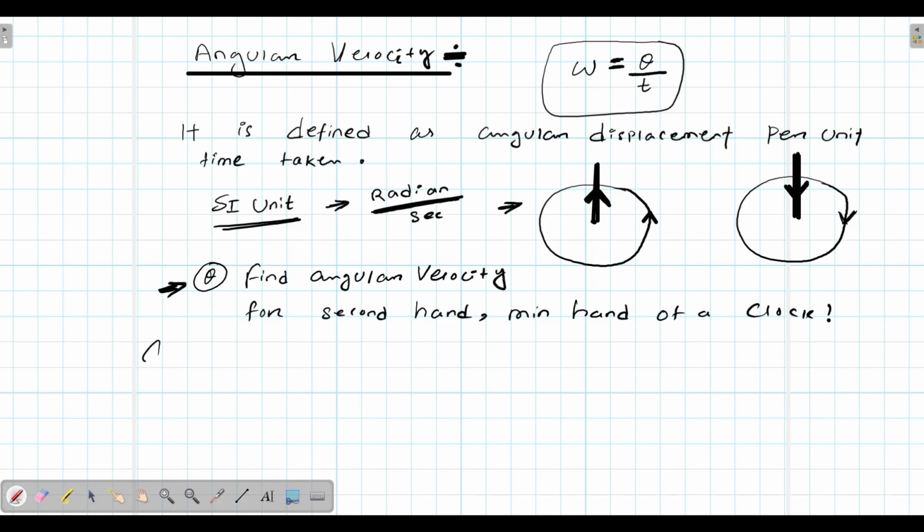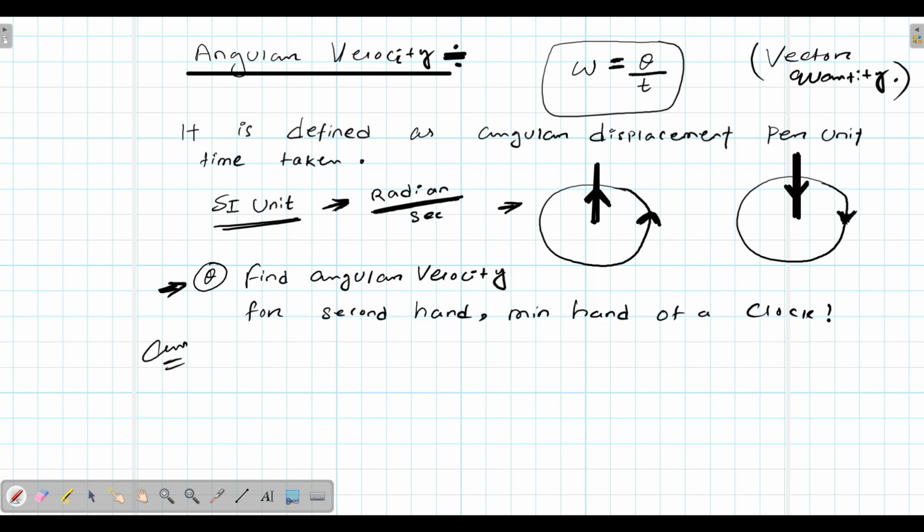So SI unit is radian per second. For anti-clockwise motion, it is directed outward. For clockwise motion, it is directed inward. Angular velocity is also a vector quantity. Find angular velocity for second hand and minute hand of the clock.